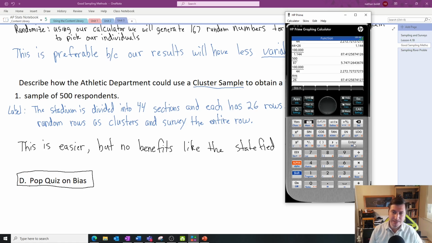So if there are 87 people in each row, how many rows do I now have to ask to get up to 500? I did 500 divided by 87, and it's more than 5 rows, so I chose 6 rows. That will definitely give me 500 people.